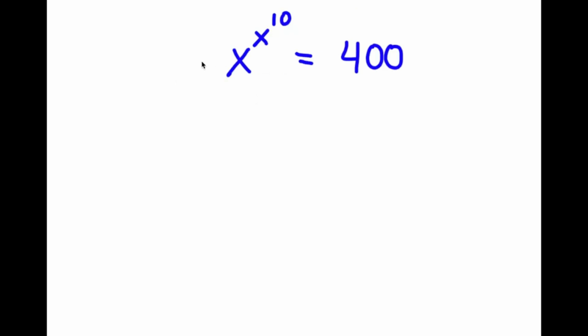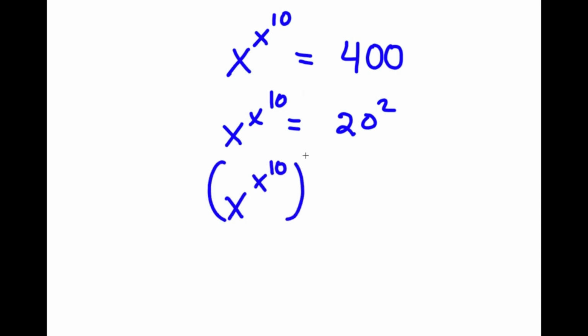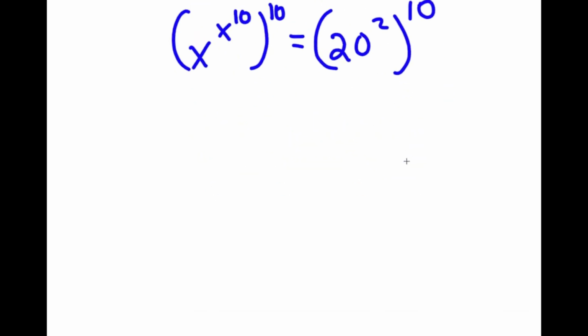Alright, so in this problem, I have x to the power of x to the power of 10 is equal to 400. So to start, I'm going to rewrite 400 as 20 squared. And now I'm going to take the power of 10 on both sides. So now I have x to the power of x to the power of 10, to the power of 10, is equal to 20 to the power of 2, to the power of 10.